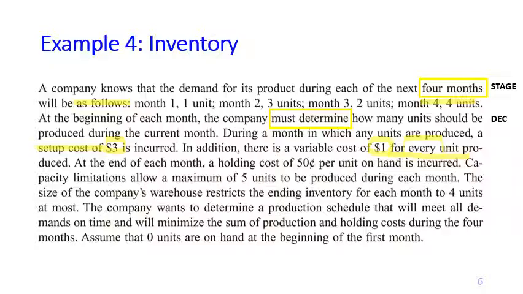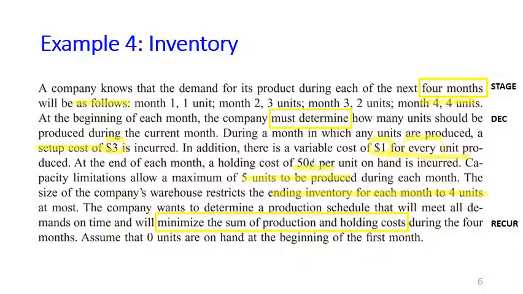Okay. We have also a holding cost, 50 cents per unit that we store at the end of each month. And then next we have the maximum production capacity. So at each month we can produce at most 5 units. And then finally at the end of each month the restriction for ending inventory is 4 units. So our warehouse can only store at most 4 units. So what we want to do is minimize the sum of production costs and holding costs during the next 4 months.